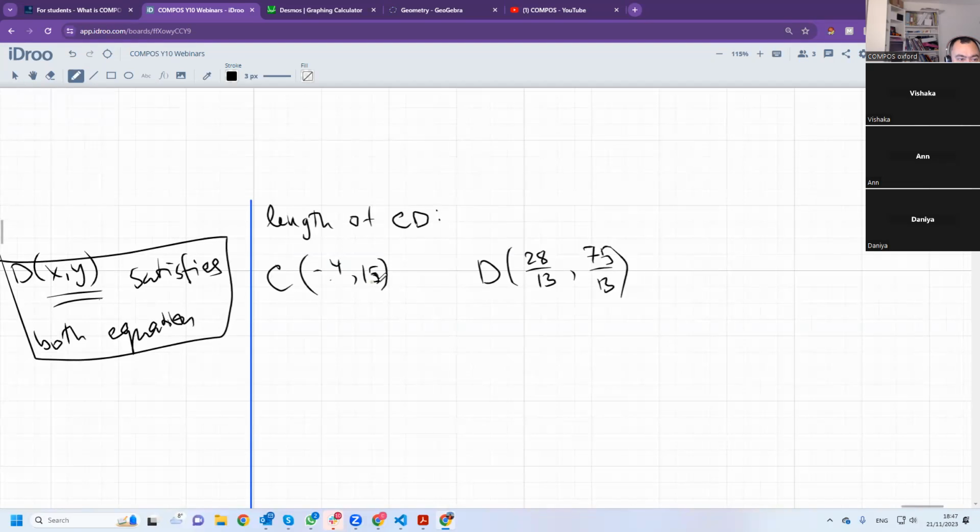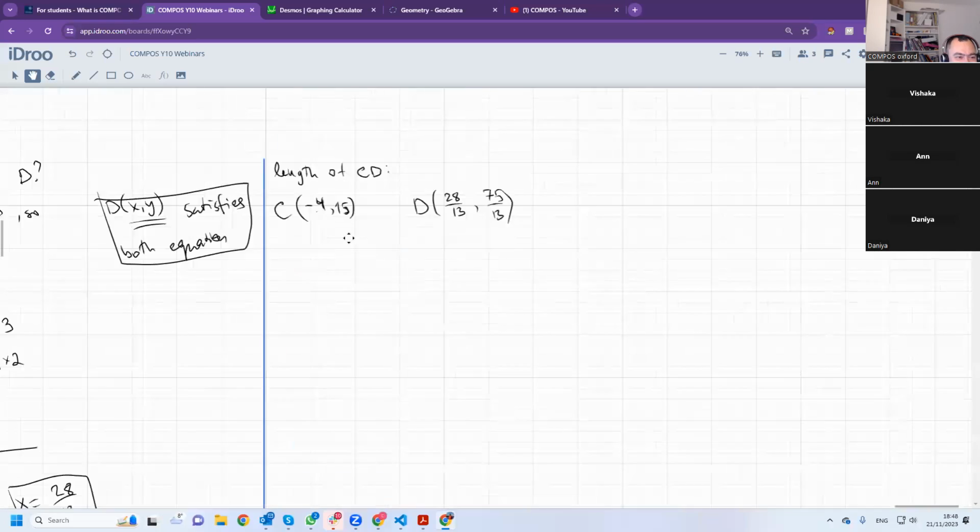Type 1 if you think you can do this by yourself, and type 0 if you think you won't be able to do this by yourself. All right, a few responses. Okay, so you can find the length of CD.